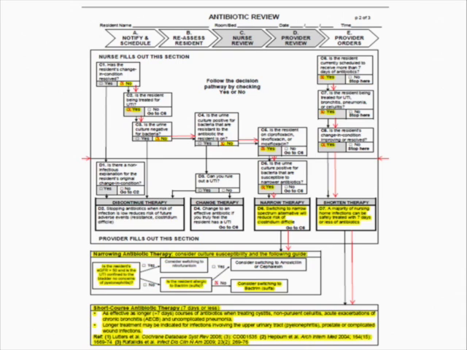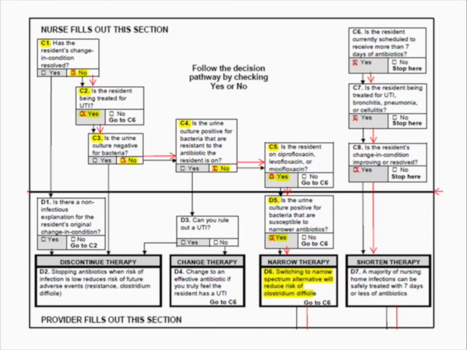This is an overview of the antibiotic review to help see the big picture. We'll go through each section, but notice again, across the top, the arrows show how one section flows to the next. Sections A and B are now complete, leading to Section C, Nurse Review, which will flow into Section D, the Provider Review, and ultimately the Provider Orders. As noted in the upper left-hand corner, the nurse completes Section C by checking yes or no and following the arrows throughout the algorithm. Box C1 asks if the resident's change in condition has resolved. For this example, we answer no, which takes us to box C2.